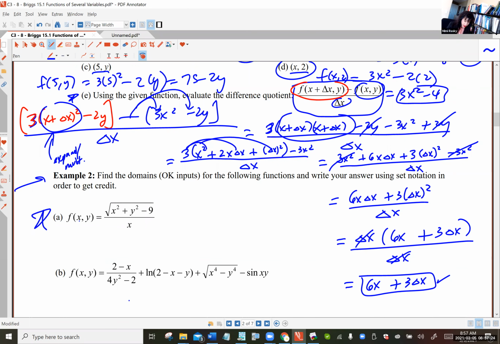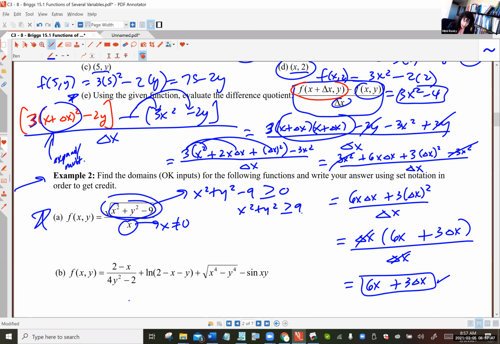So take a look at letter A. One problem right now is, there's a variable in the denominator. Well, we do not want x to be equal to 0. So we'll write that down. And then we notice we have an even root here. And this even root appears in the numerator. So we need the radicand to be greater than or equal to 0. So I'm just going to rewrite this a little bit by adding 9 to both sides of the inequality. And we have all the restrictions now.